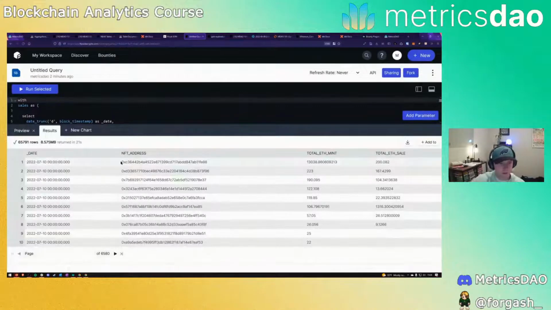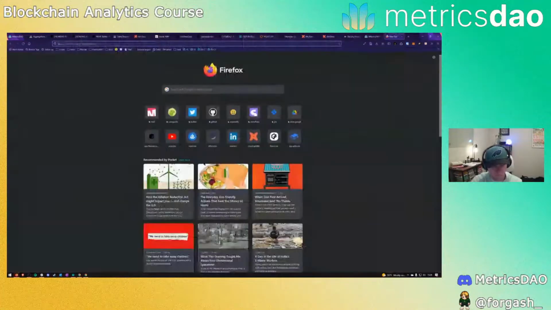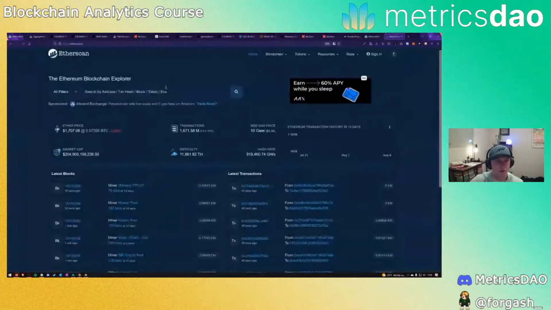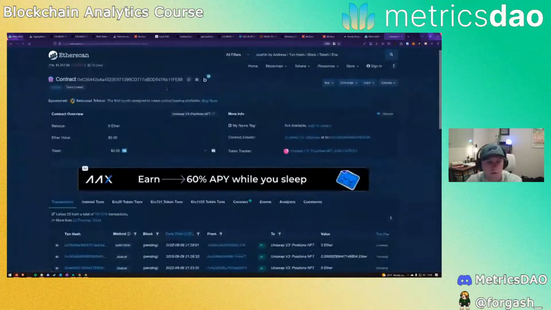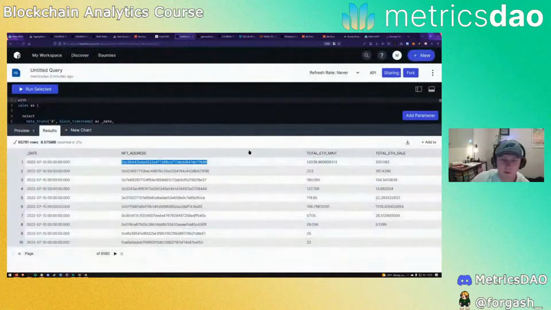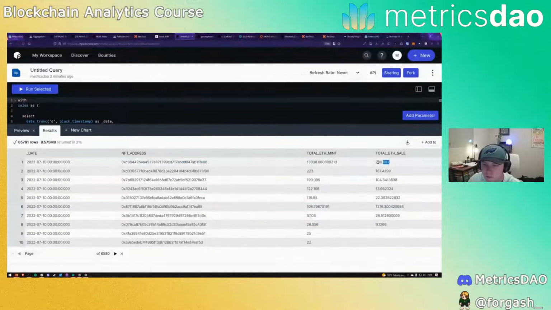July 10th, NFT address. Let's find out what that is. I'm sure I could check. That is the Uniswap Positions NFT. Total mint in ETH with 13,000 minted that day and 200 ETH sold. That's a lot of volume.